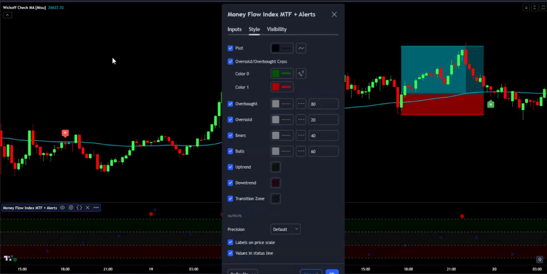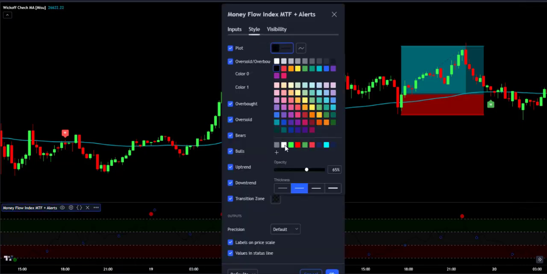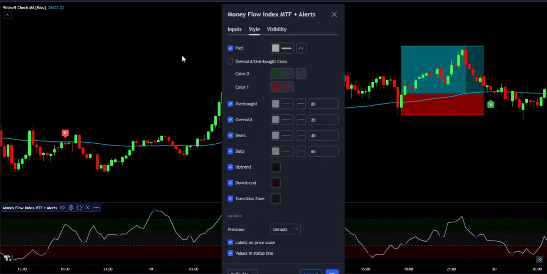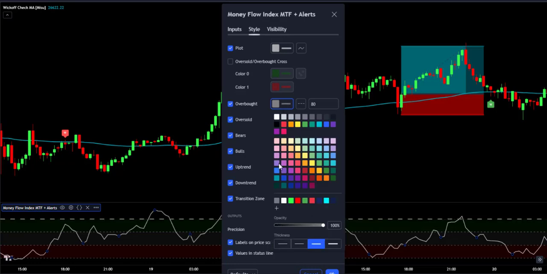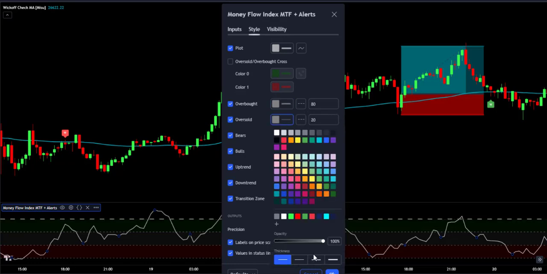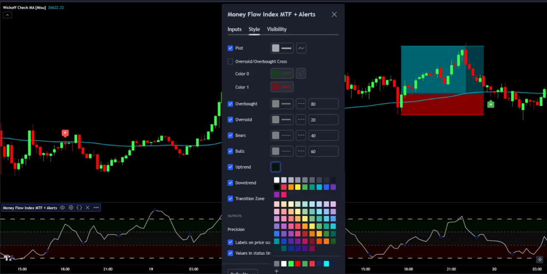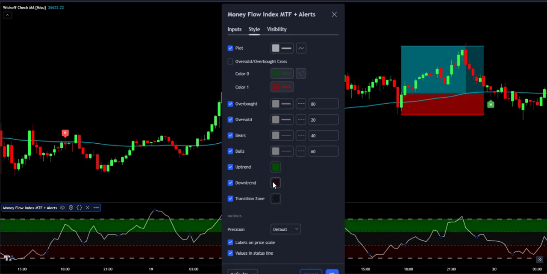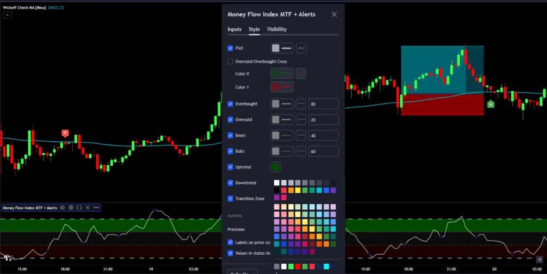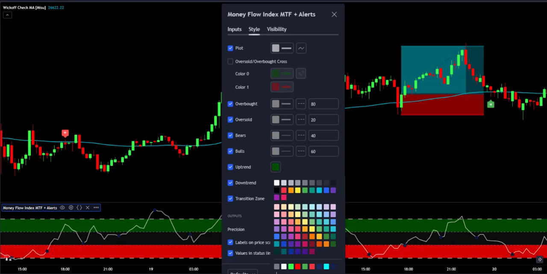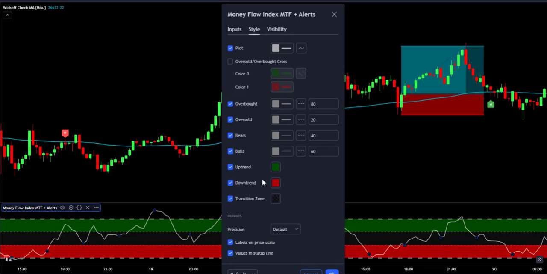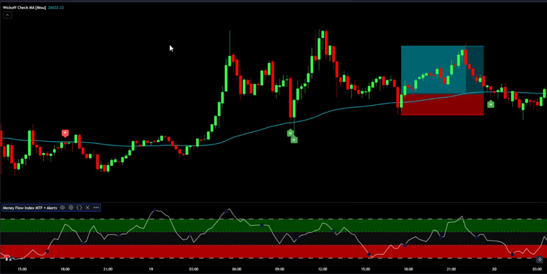Then we go over to the indicator setting. On the style setting, change the plot color to white and uncheck the overbought and oversold cross, and increase the line of the overbought and oversold, and also increase the color of the uptrend and also the downtrend. And then press OK. As you can see, the indicator looks more clear.